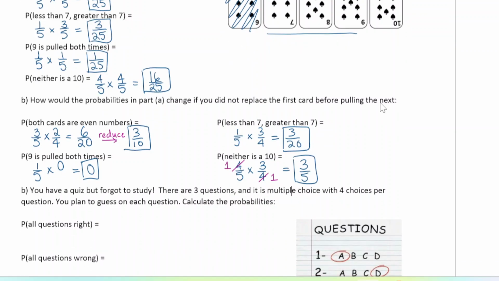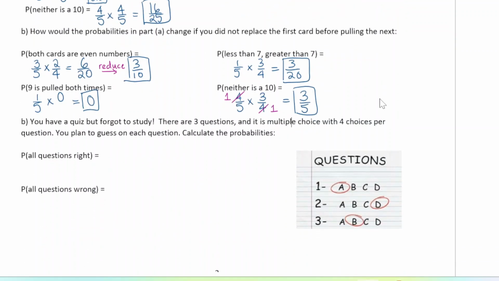Okay, last question. Common misconception here. So you have a quiz and you forgot to study. Let's say there's 3 questions on this quiz and it's multiple choice, and there's 4 choices per question. So you plan to guess on each one. You have no idea what the answer is. Let's calculate the probability that you get all questions right. People tend to think this is a little higher than it actually is. So let's just do the probability we get the first question right.